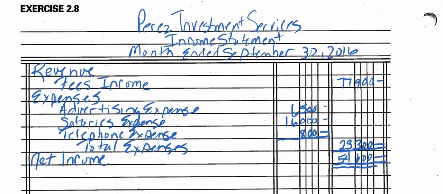I wonder if I can lay a ruler on my tablet. Maybe I can. I'll try. And so the Perez Investment Services increased their revenue, or their income, increased their business by $54,600 during the month.